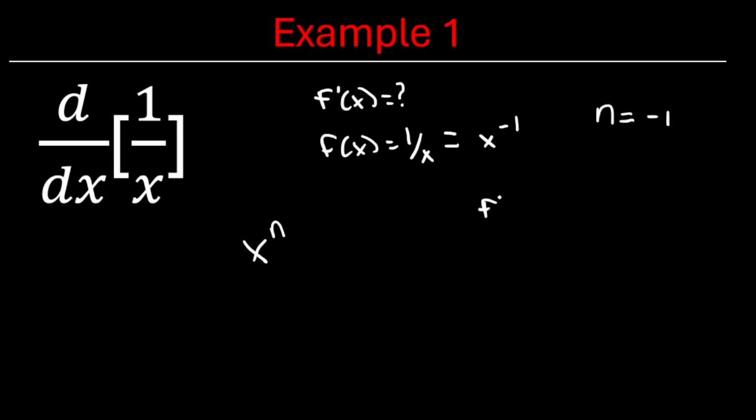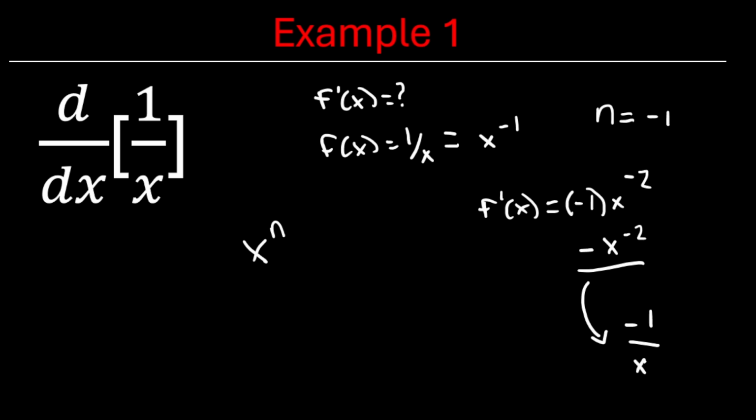So, f prime of x, take this minus 1, drag it in front of the x, and then decrease it by 1. So minus 1 becomes minus 2. Or in other words, minus x to the minus 2. Now this is correct, but we can also represent it as minus 1 over x squared. Either one is valid.